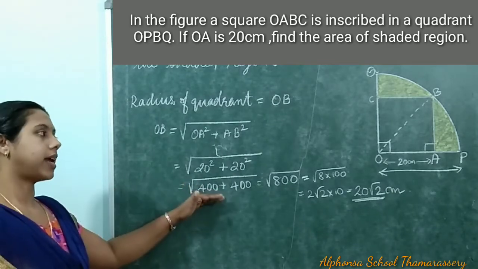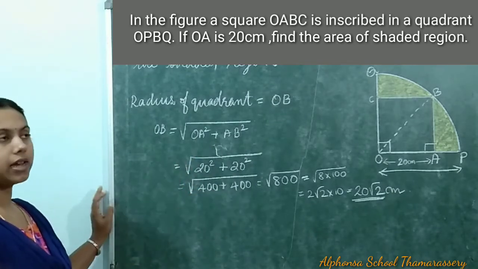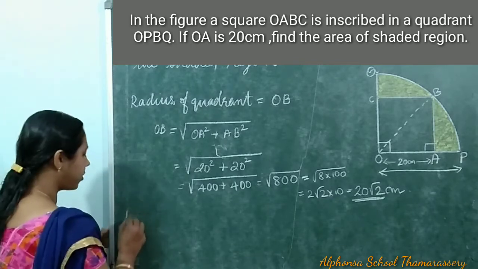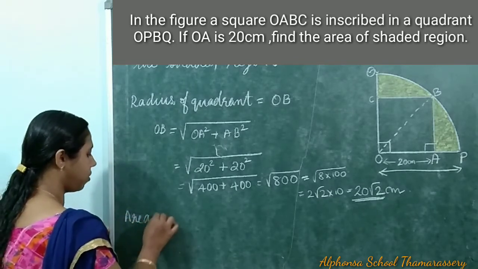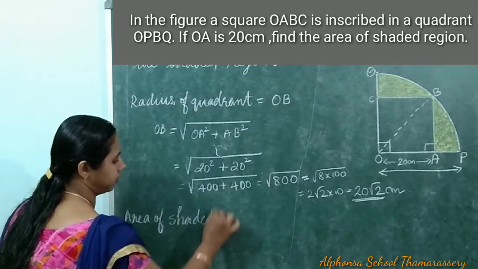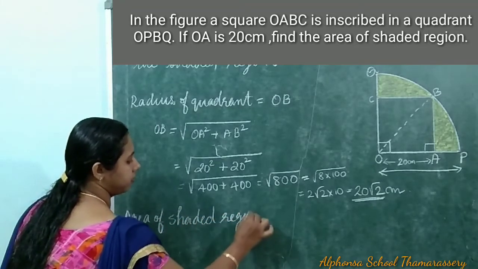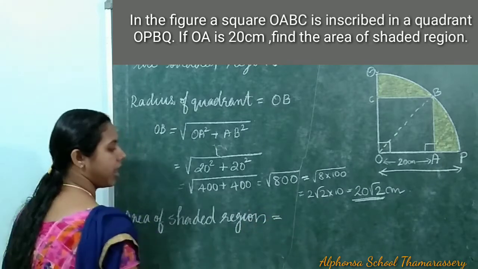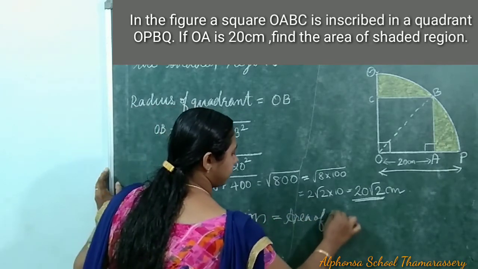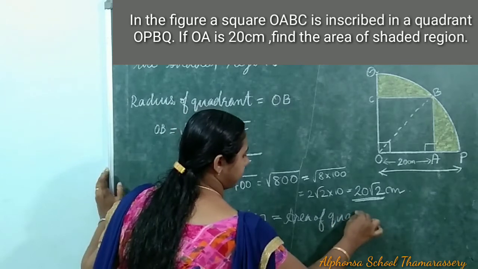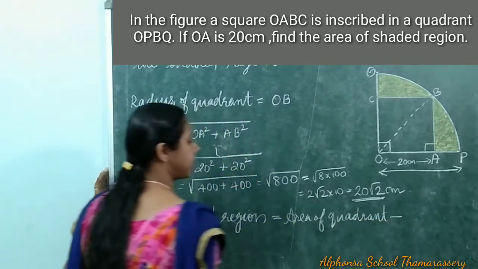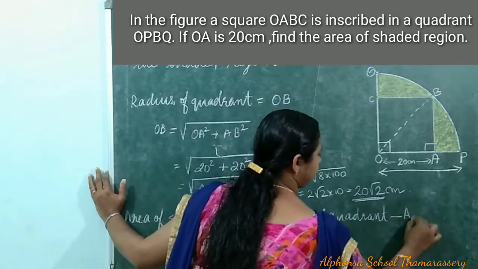If you get this radius, we are able to find the area of the shaded region. So the area of the shaded region is equal to the area of the quadrant minus the area of the square.